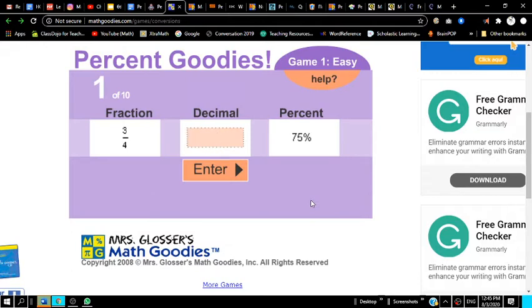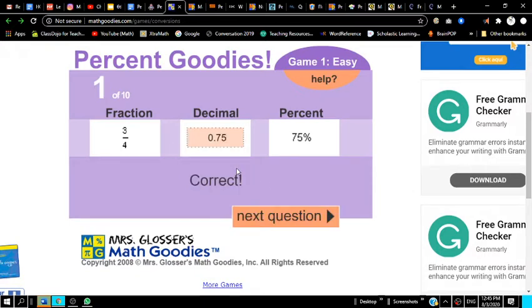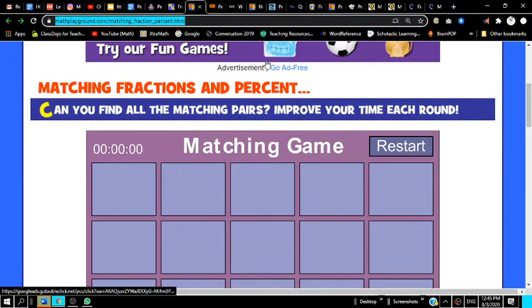3/4 is the same as what number as a decimal? Well, I know that's 0.75. Enter. All right, we got it correct. That's an example of the first problem that you guys can do in that game. This one is a matching game.